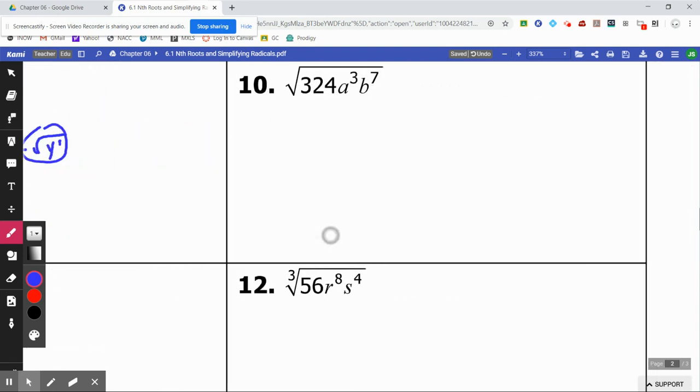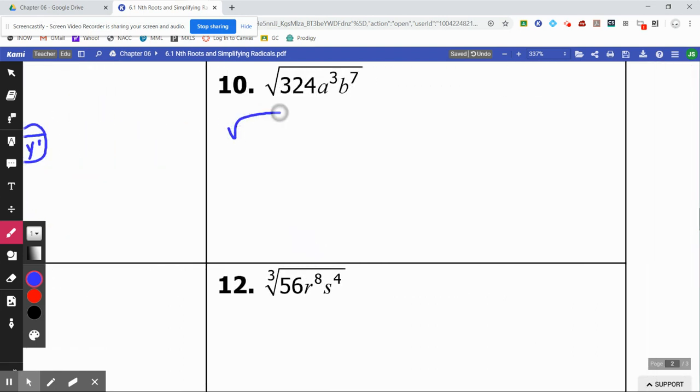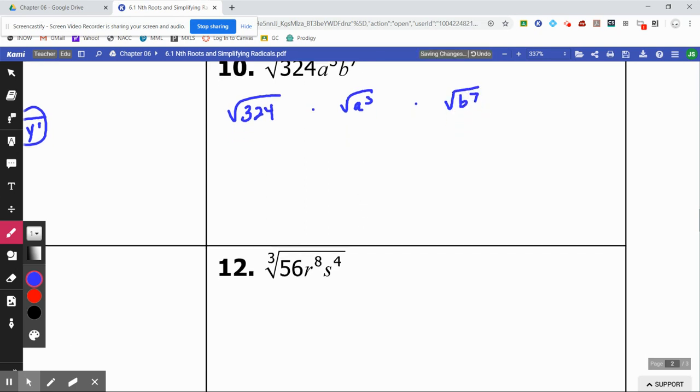Okay, number 10. Again, I like to split these into 3 separate problems. Root 324, root a to the third, so you can put a big dot there if you want to, and then root b to the seventh. So 324, we might actually know the square root of 324. And you can check it if you'd like to. It's 18, but since we know the square root, we don't even have to split that.